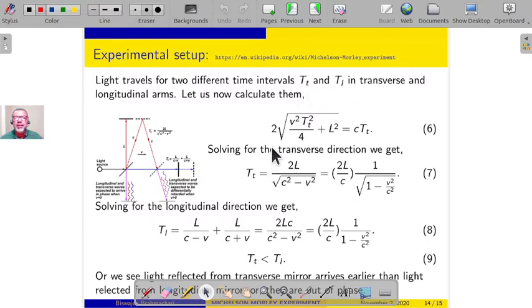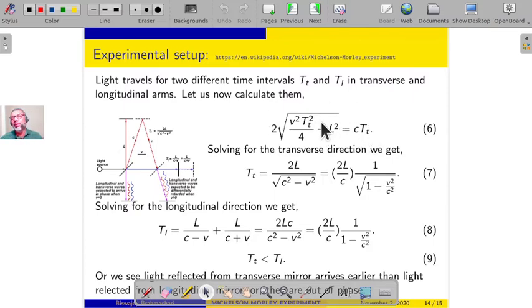This is just a few steps. Let us calculate the time taken in the transverse direction. Look at this right angle triangle, hypotenuse: square root of L square plus V square T square by 4. That is the distance, this distance, but you have to multiply by 2 because it is going and coming back. So total distance for the light ray to go to here and come back is 2 times this. And this is C times T transverse.